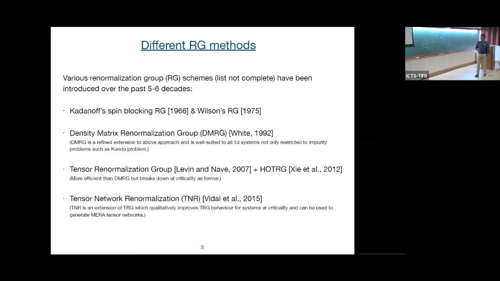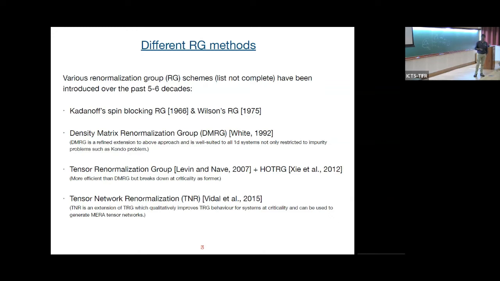Then again, after about 14, 15 years, there was another development in the field: instead of density matrices as used by White in the 92 paper, Levin and Nave in 2007 proposed that we can use an alternative description in terms of tensors to carry out the renormalization group, or the coarse graining, and study some interesting spin statistical models. This was later extended to higher dimensions by the Chinese group in 2012, and then eventually Guifré Vidal at PI came up with tensor network renormalization, which is better suited to deal with critical systems.